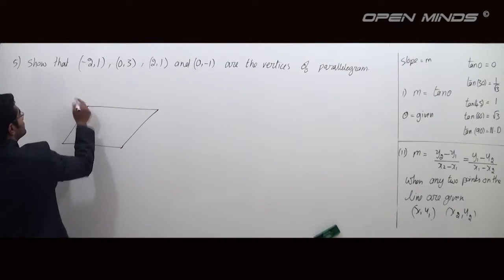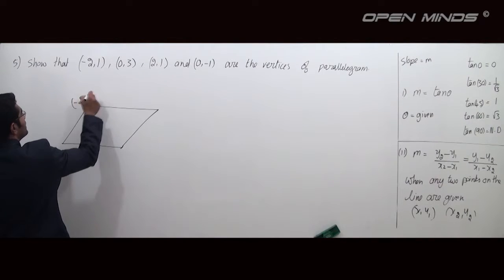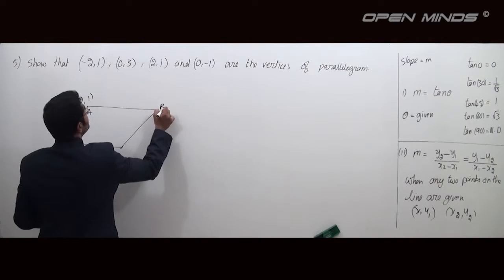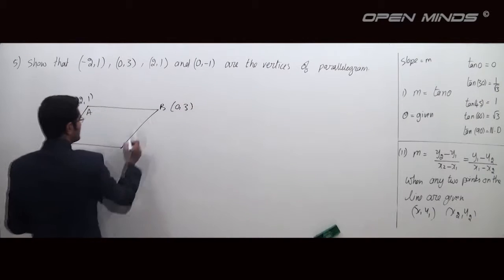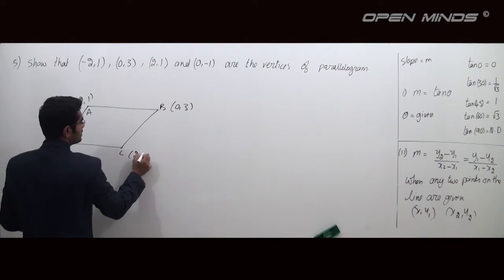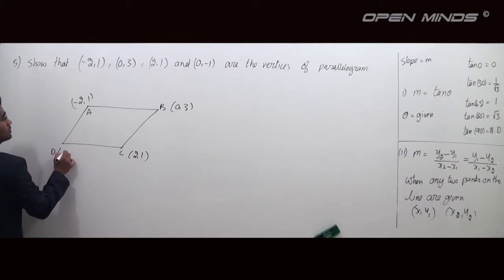And let's say this guy is the first point, that is minus 2, 1. I call this guy A. I say this guy is B, that is 0, 3. That guy is C, that is 2, 1. And that guy is D, that is 0, minus 1.